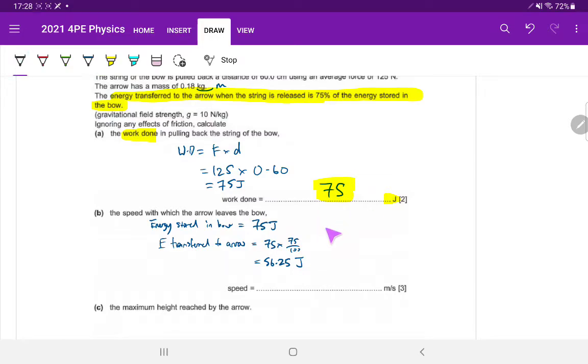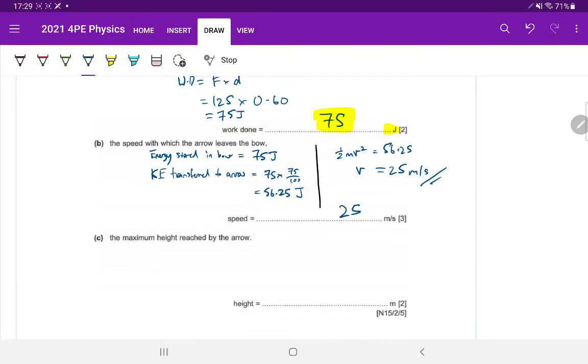Of course we're not done yet. We've only found the KE so far. So this is the energy transferred to arrow in the form of KE. So we know that half mv squared equals 56.25. You just do the math, same as the previous question, and you'll find that v is simply 25 meters per second.